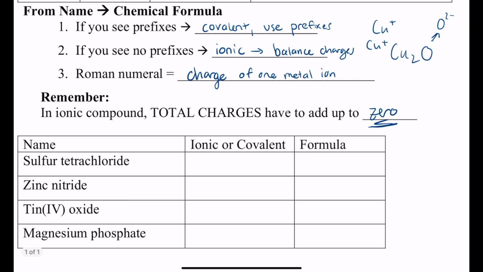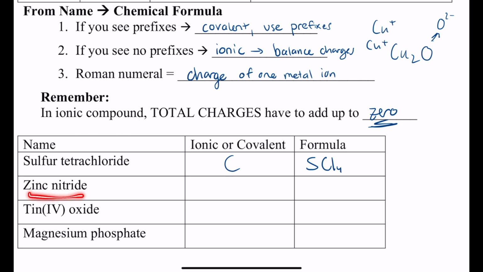So sulfur tetrachloride. I see a prefix here, tetra, so we're going to use our covalent rules. If there's no prefix for sulfur, you just have one of them. The prefix tetra means you have 4, and then chloride is chlorine, so Cl4 is the rest of that formula.